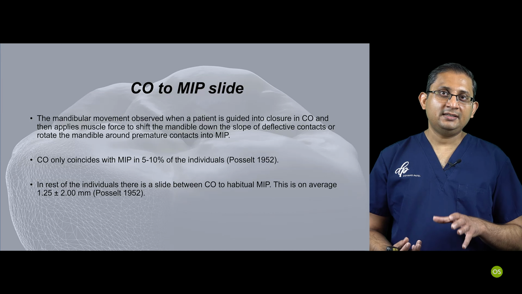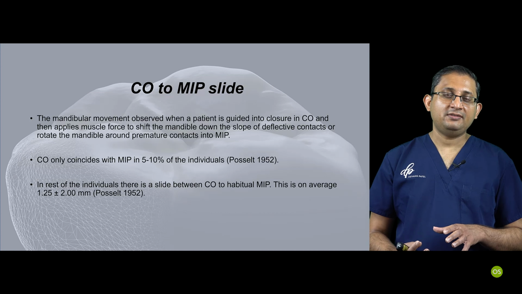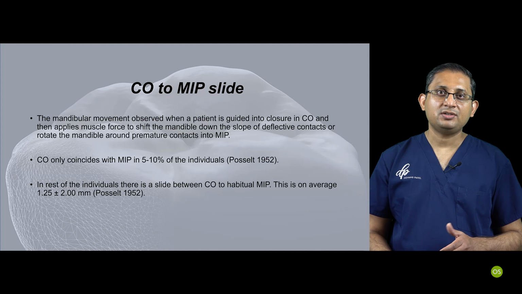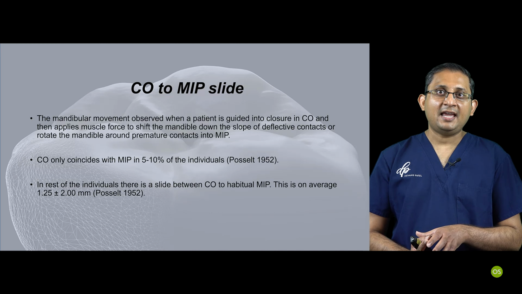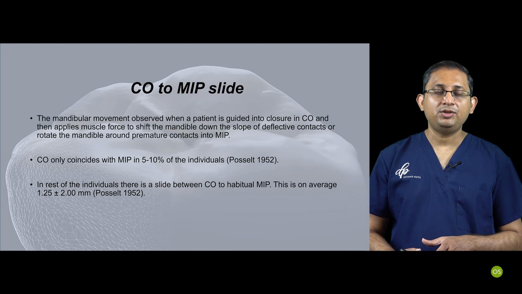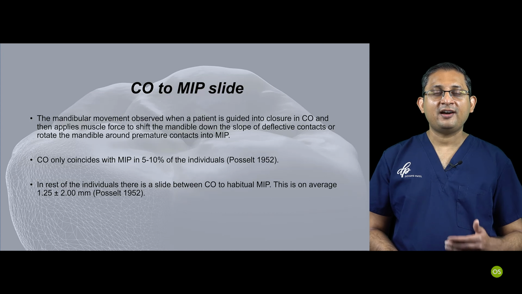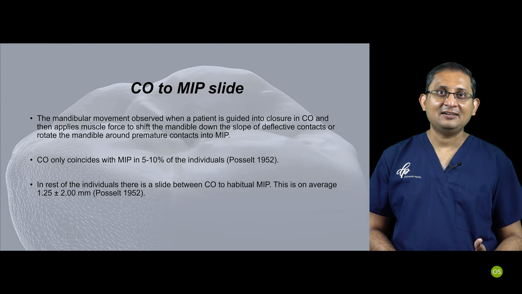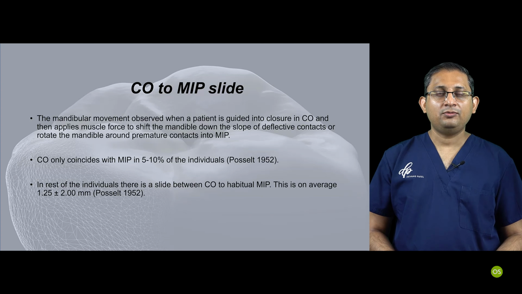Only this forward movement, which is called a slide, happens in 90 to 95% of patients, which means in 5 to 10% of patients, the slide doesn't happen. So when the patient closes, CO equals MIP. However, in my experience, I don't see that many patients having CO equals MIP. If you are seeing, let's say, 20 patients, and 19 of them are CO equals MIP, then possibly you're not guiding the patient enough. Patient jaws are not relaxed enough to go back into CR and then go into CO. And that's what you need to really first understand.